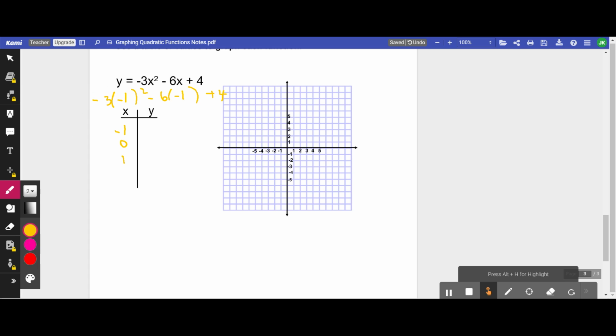And then you can do negative 6 times negative 1. So that'd be positive 6. So negative 3 plus 6 would be 3. And then you can do 3 plus 4. So that'd be 7 then.